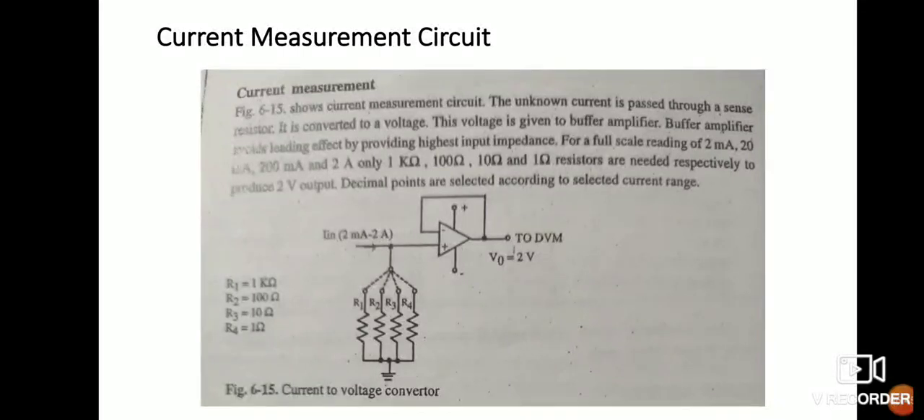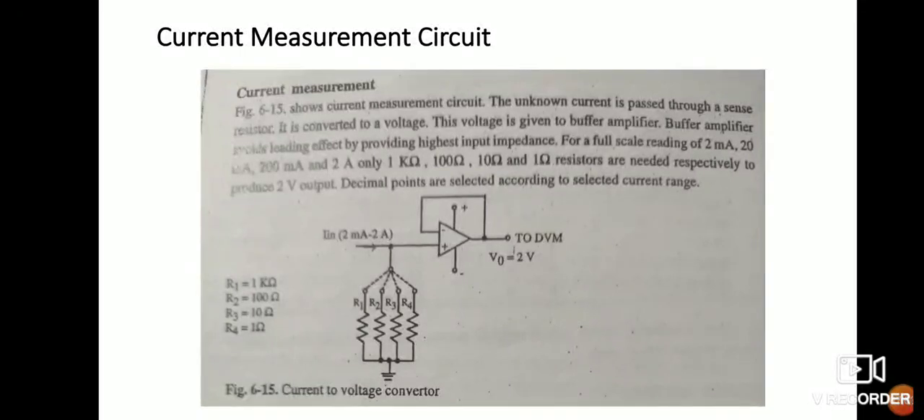Next, the current measurement circuit. By using a digital voltmeter, we can also measure current. So here the circuit shows that current will be the input.